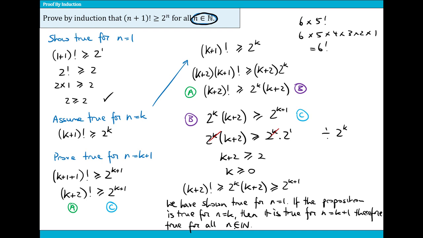But a nice example of an inequality, which is generally the most tricky of the types of proof by induction, but one that also had this use of factorial notation.